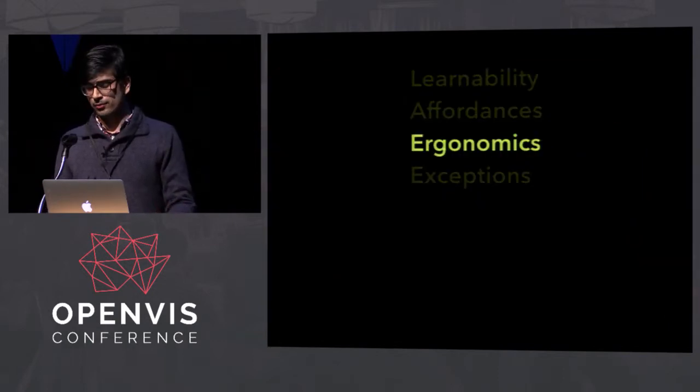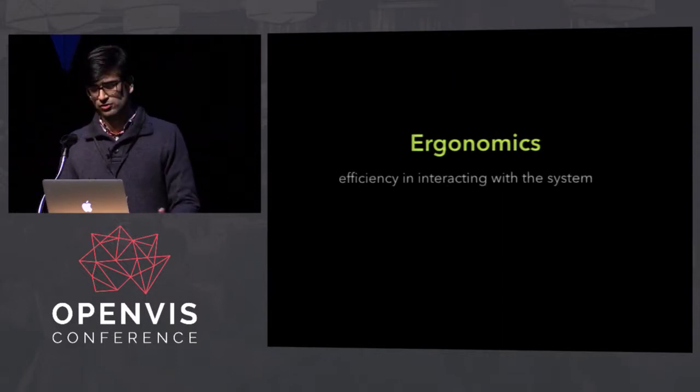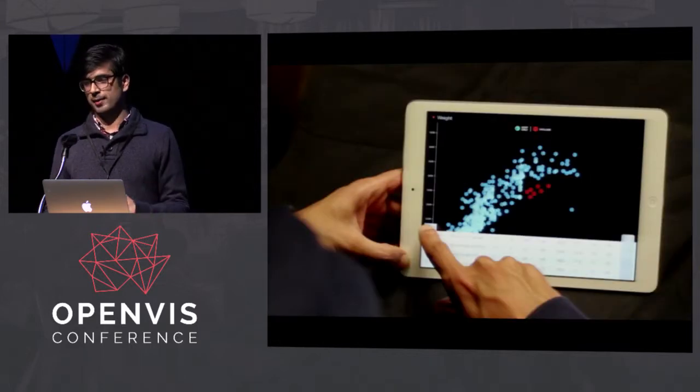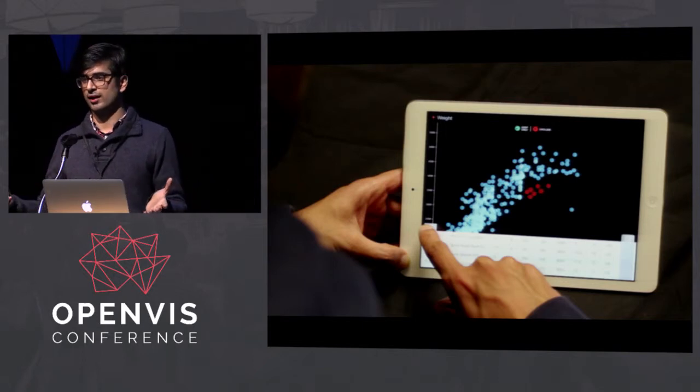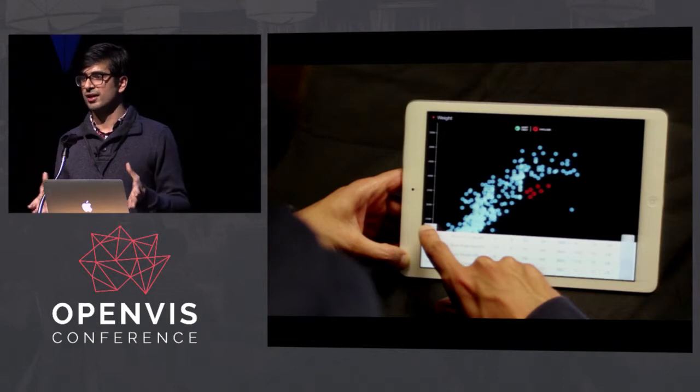Ergonomics also plays some important concerns in the way you go about designing these systems. Ergonomics essentially can be defined as the efficiency in interacting with the system. So this is how we expected this user to use the system. They have a left hand that's holding the tablet. They have a right hand that's interacting with this system. So at no point do they have both hands available to use.